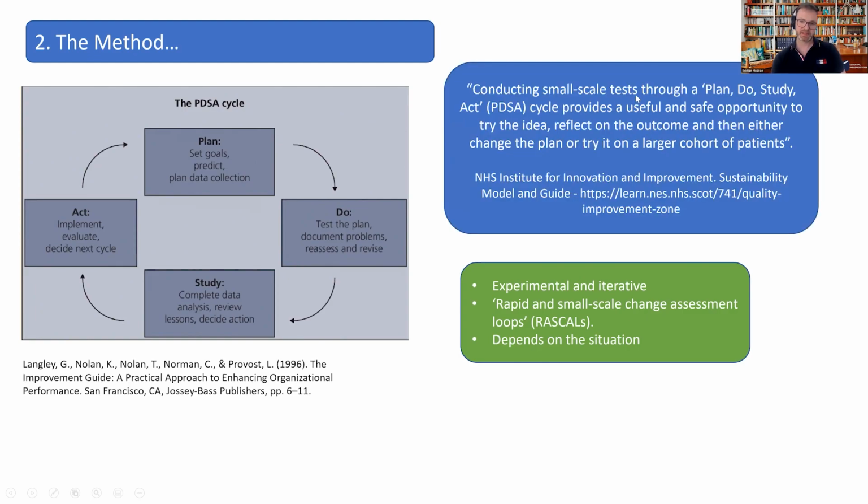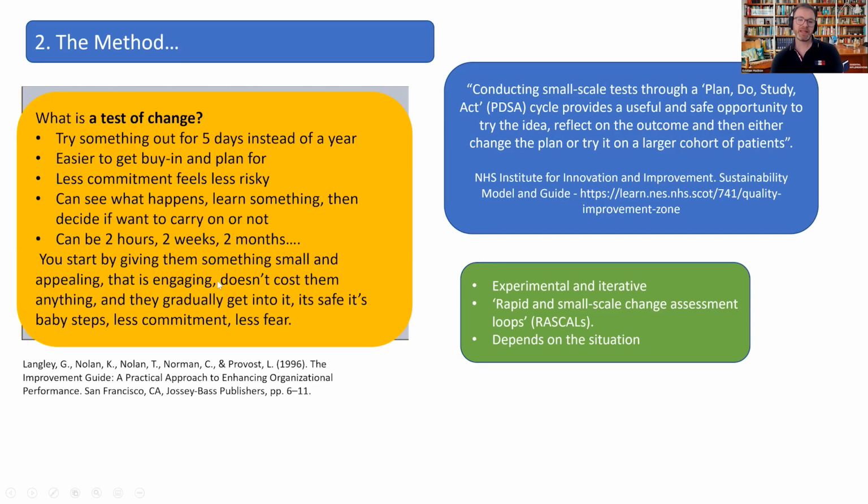Conducting small-scale tests through a plan, do, study, act cycle provides a useful and safe opportunity to try the idea, reflect on the outcome, and then either change the plan or try it on a larger cohort of patients. This is where it comes from. So what is a test of change? Well, a test of change will have probably lots of PDSA cycles in it, but it's really a way of saying, look, let's not just try and implement something permanently or for a year or 2 years. Let's just do a very little test of this change. In this case, we did 5 days.